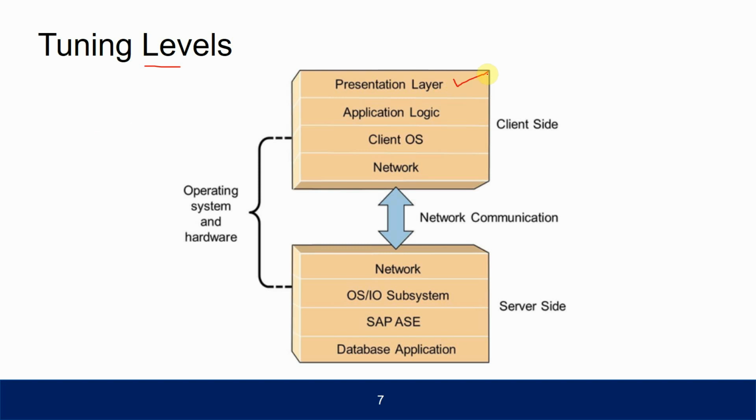At the presentation layer, we need to tune our application, application logic, client operating system and network. This is all at the client side. Then network communication, and then the server side: network, operating system or input-output subsystem, SAP ASE itself and the database. And of course, where the client and Adaptive Server are running, the operating system and the hardware. These are all different levels of performance tuning.